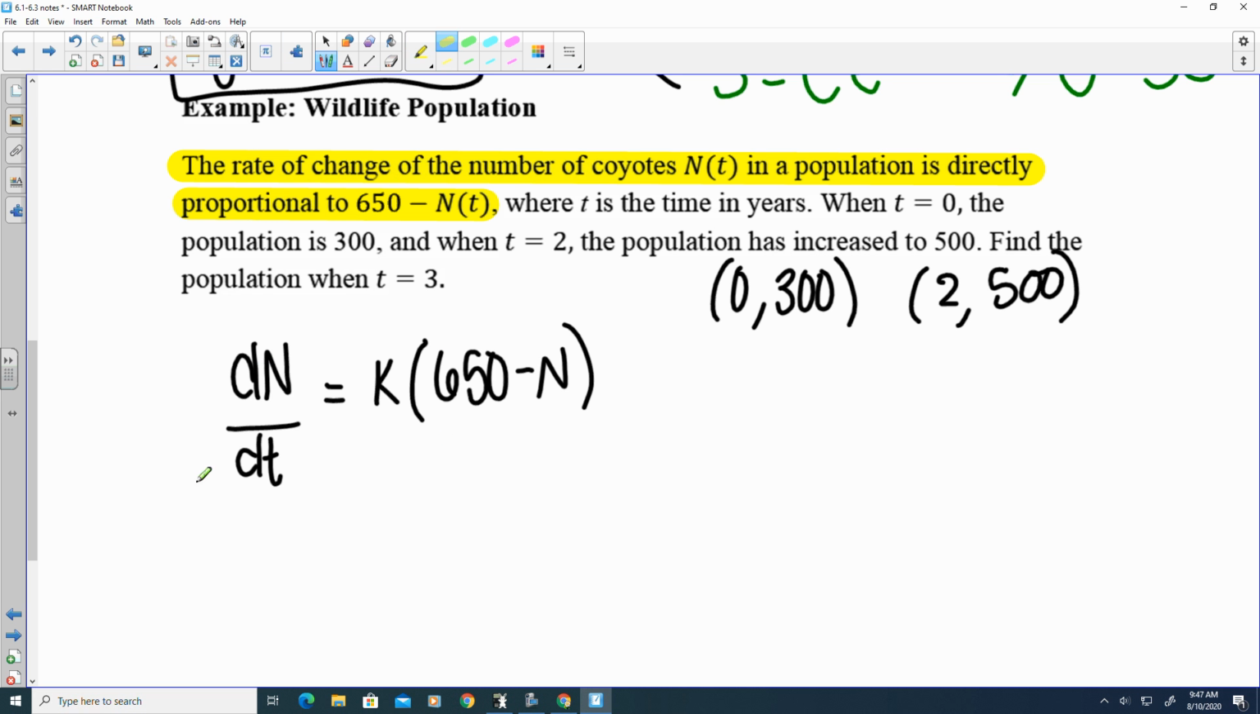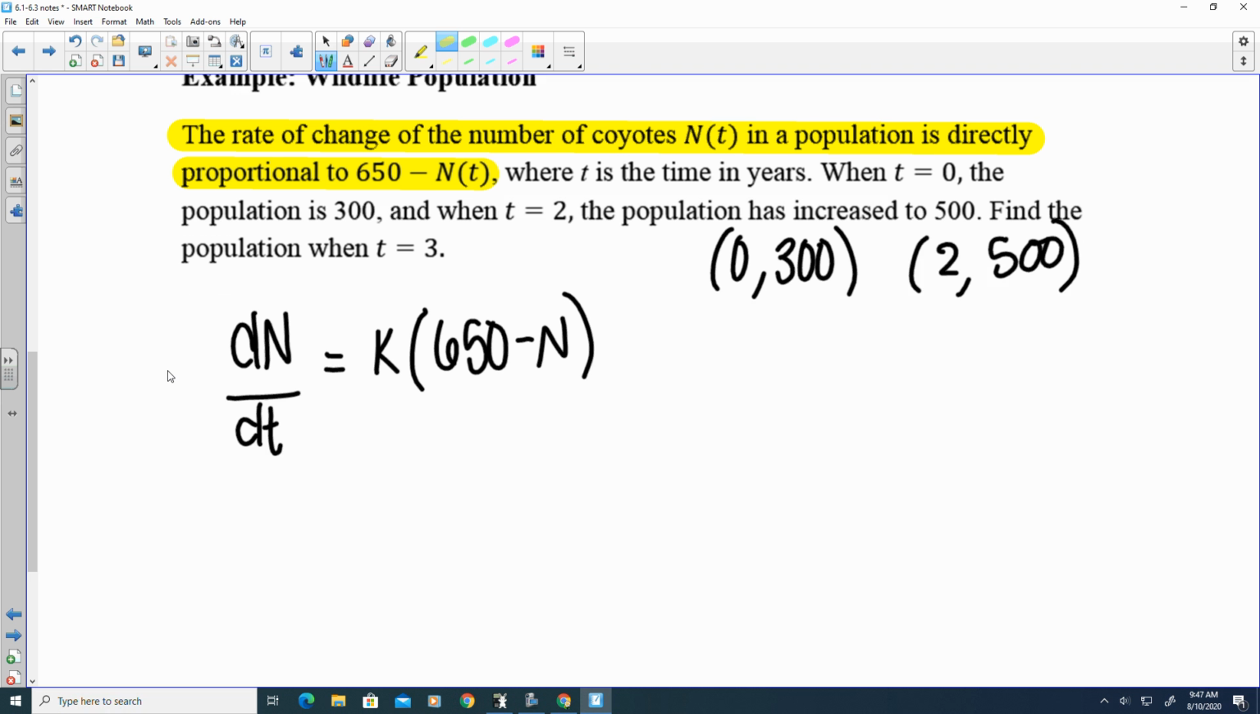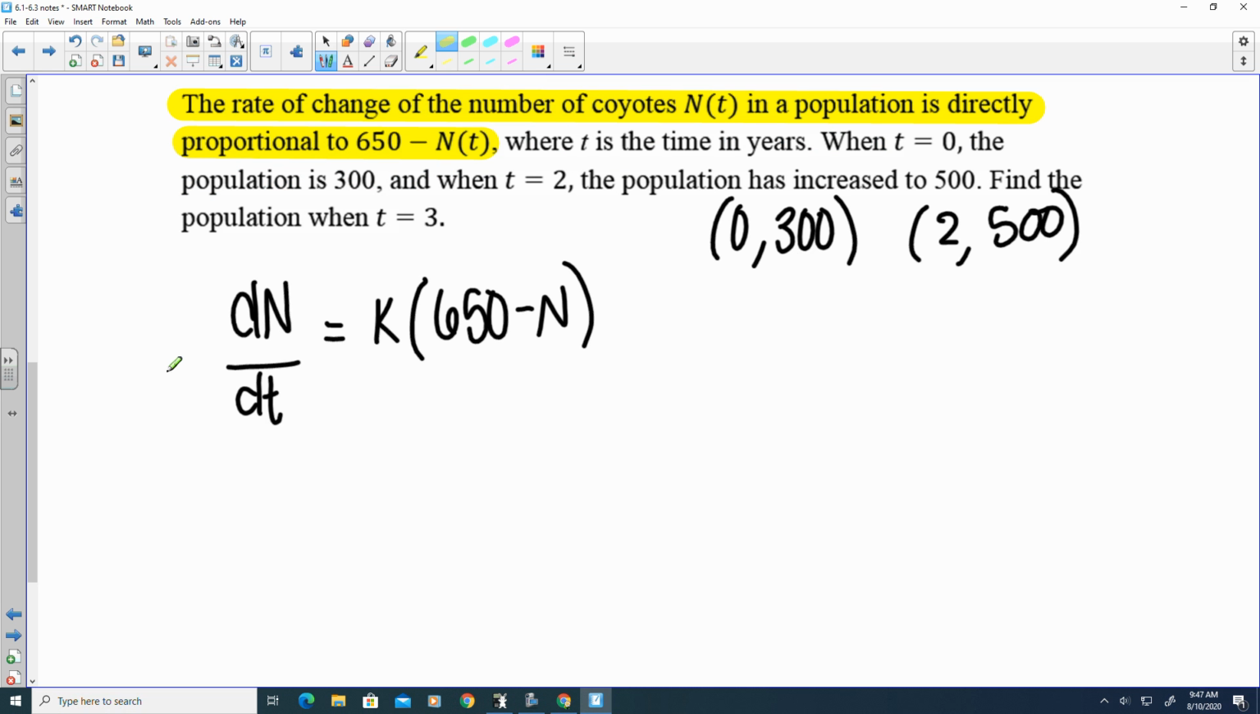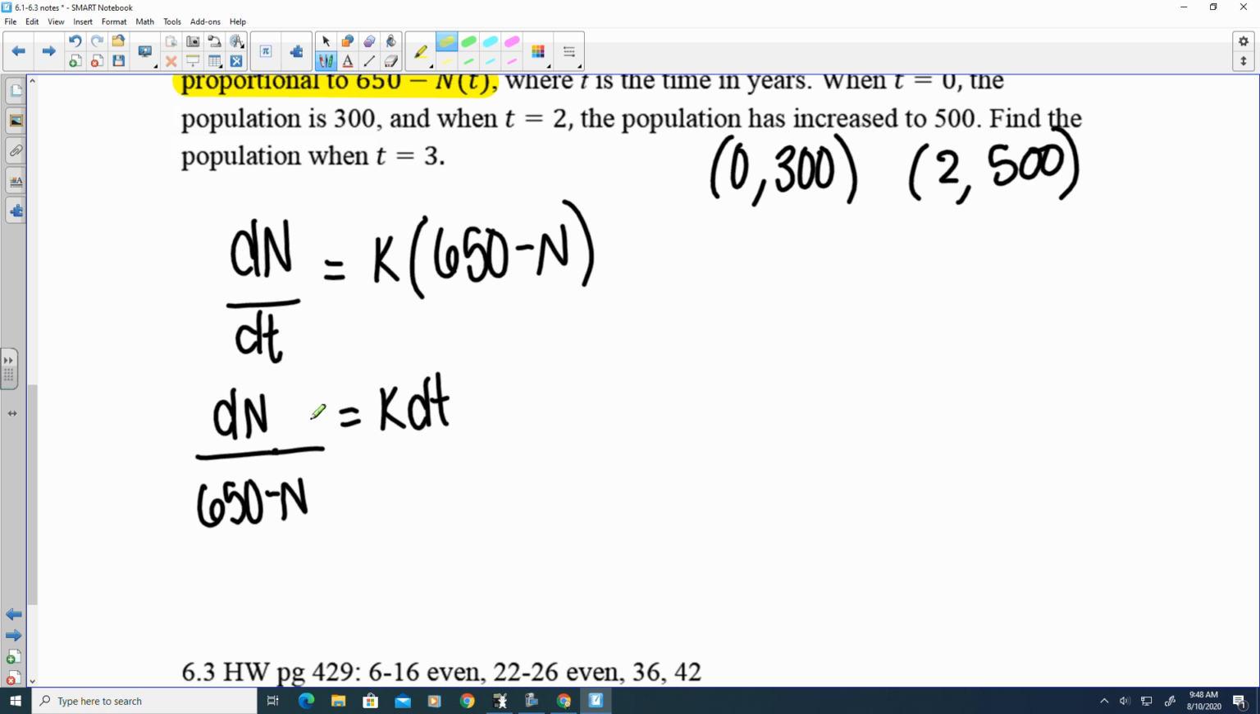Okay, so now setting that up, honestly, was probably the hardest part, because now we can do the separating of variables, getting the n's over on the left side and any t's on the right. We're going to keep the k over on the right since that's just a constant, and we will take the integral with respect to t on that right side there. So take the antiderivative of each side.